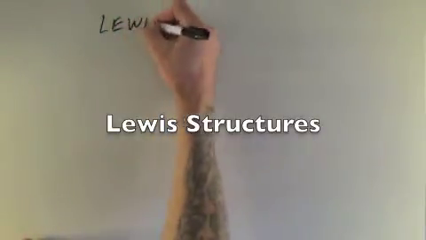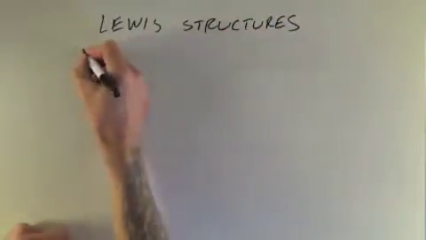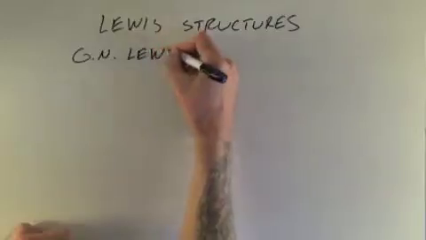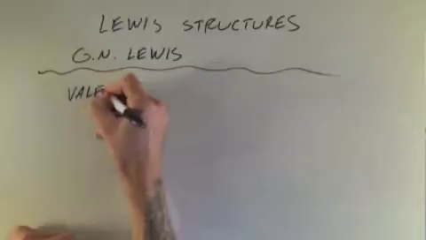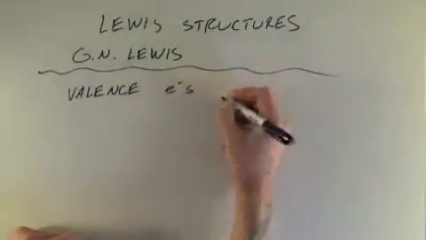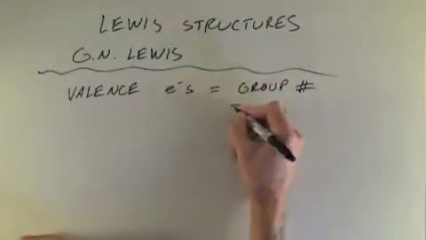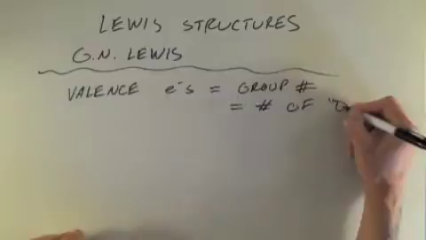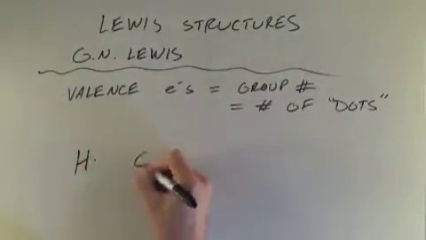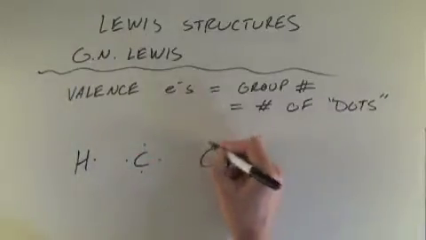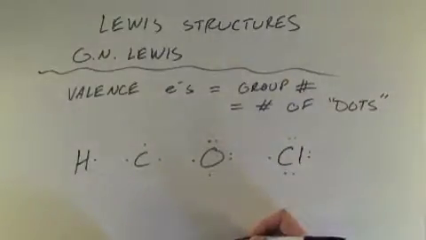All right, so we're going to talk about Lewis structures. They're named for a very famous American physical chemist, Gilbert Newton Lewis, who, among many other things, developed this convenient way to write the structures of things. So we take the valence electrons, which will be the same as the group number, and that will be the number of dots that we use to represent the number of electrons around an atom. So hydrogen, for example, 1 dot. Carbon, 4 dots. Oxygen, 6 dots. Chlorine, 7, right?